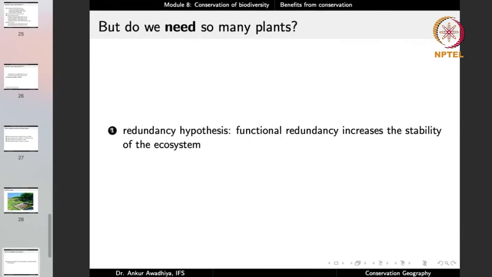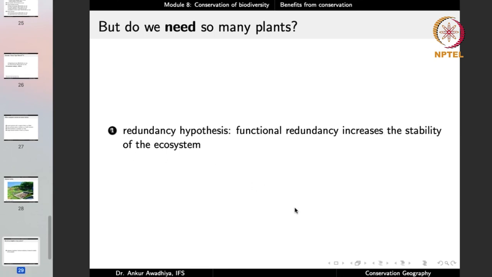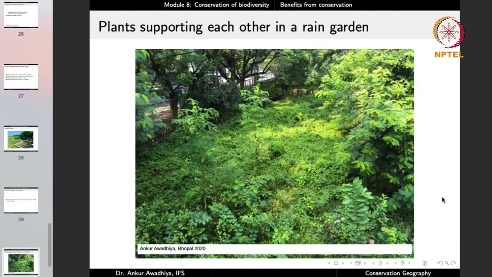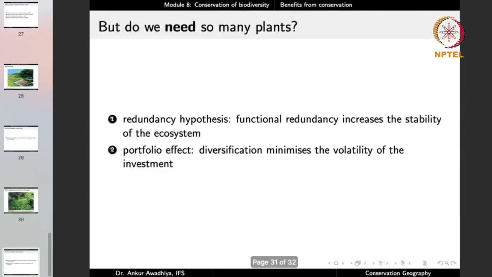One is the redundancy hypothesis. The functional redundancy increases the stability of the ecosystem. One mechanism by which this happens is because the plants support each other. So in a forest, there will be leguminous plants enriching the soil, there will be big sized trees that will support the shade loving plants, there will be tall plants that will be supporting climbers, and so on. Now different plants will support each other, and so this increases the stability of the forest altogether. At the same time, it also acts as a backup against the diseases and other catastrophes. So this is known as the portfolio effect.